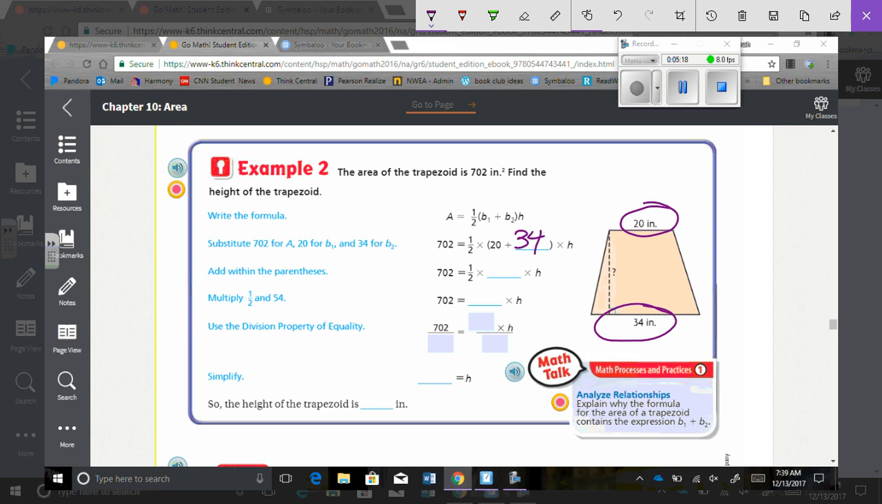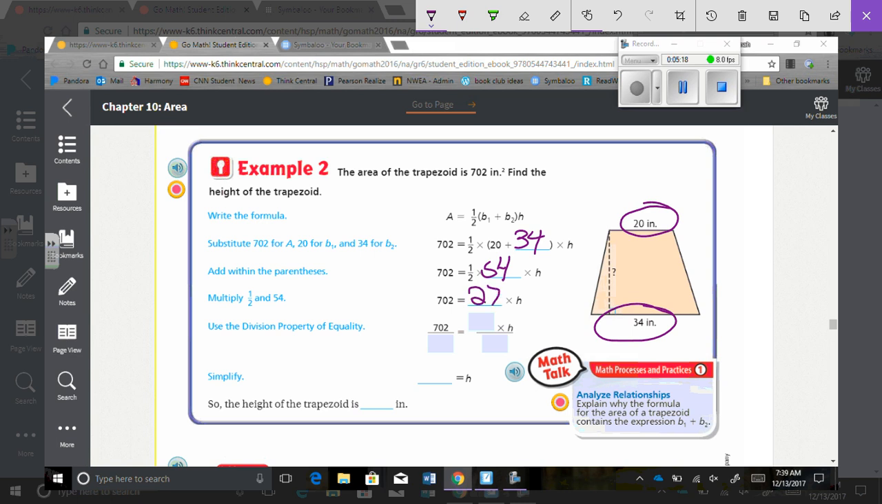So then we're going to rewrite it after we add within the parentheses, because parentheses are first in PEMDAS. So 20 plus 34 is 54. So now we have 702 equals 1/2 times 54 times h. Go ahead and multiply 1/2 and 54. So 54 divided by 2 is 27.